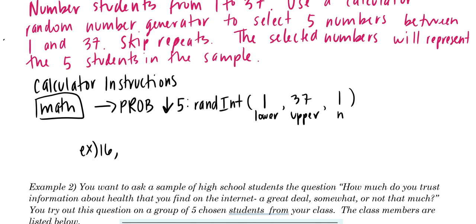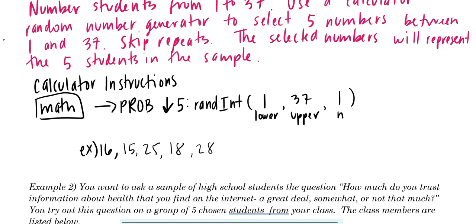So we have 16, I had 15, 25, 18, and then my last one was 28. So I didn't have to skip any repeats. But that's how your random integer function works on the calculator. Also, coincidentally, that's how I pick random numbers, how I pick random volunteers for various things as well.